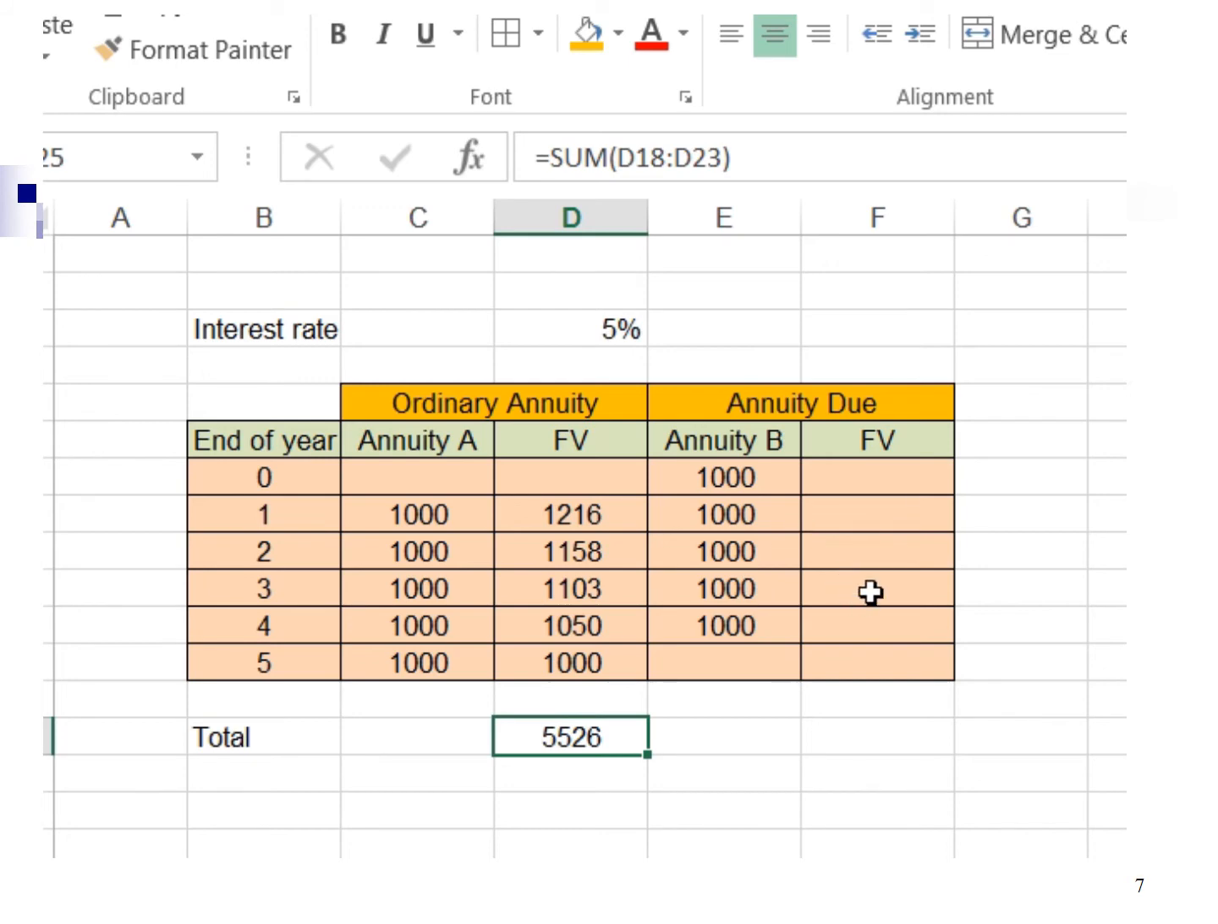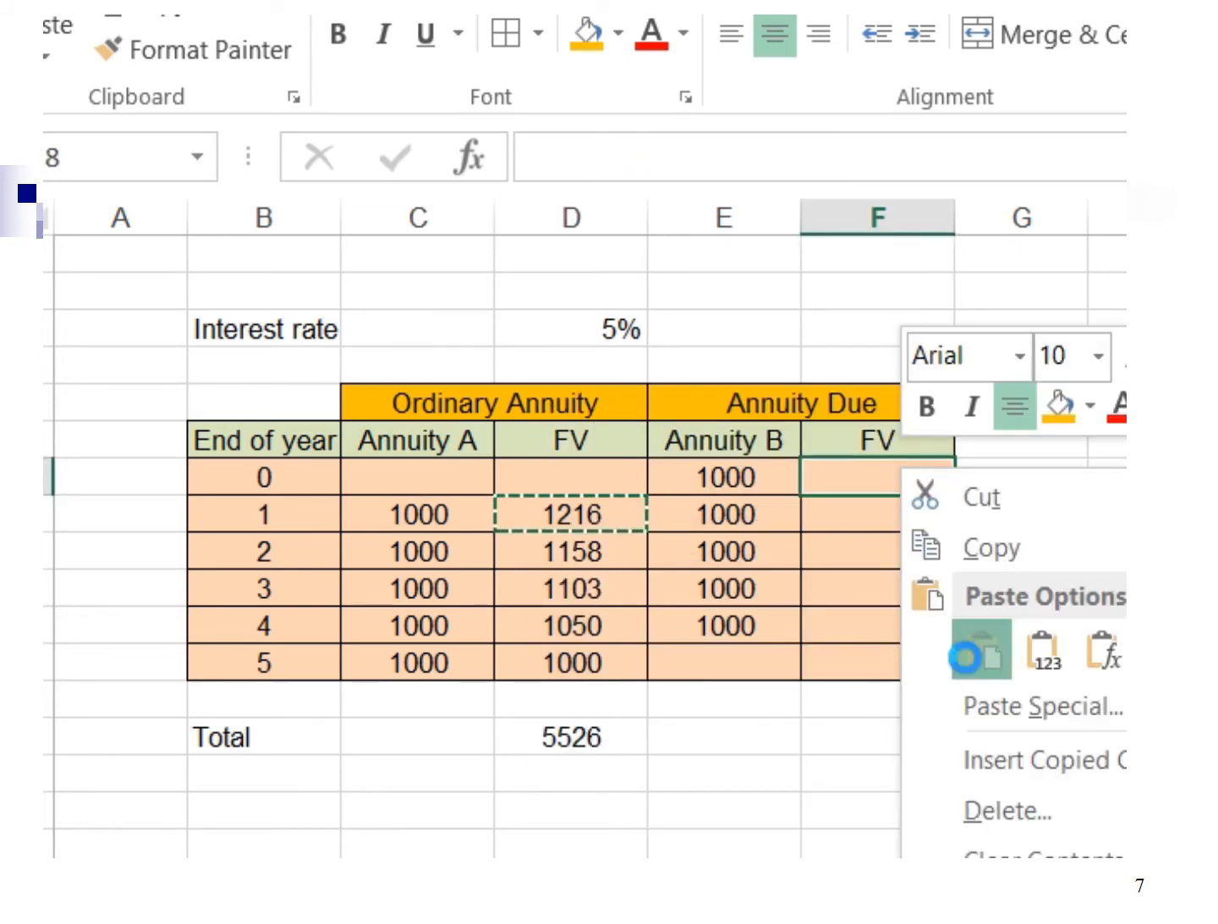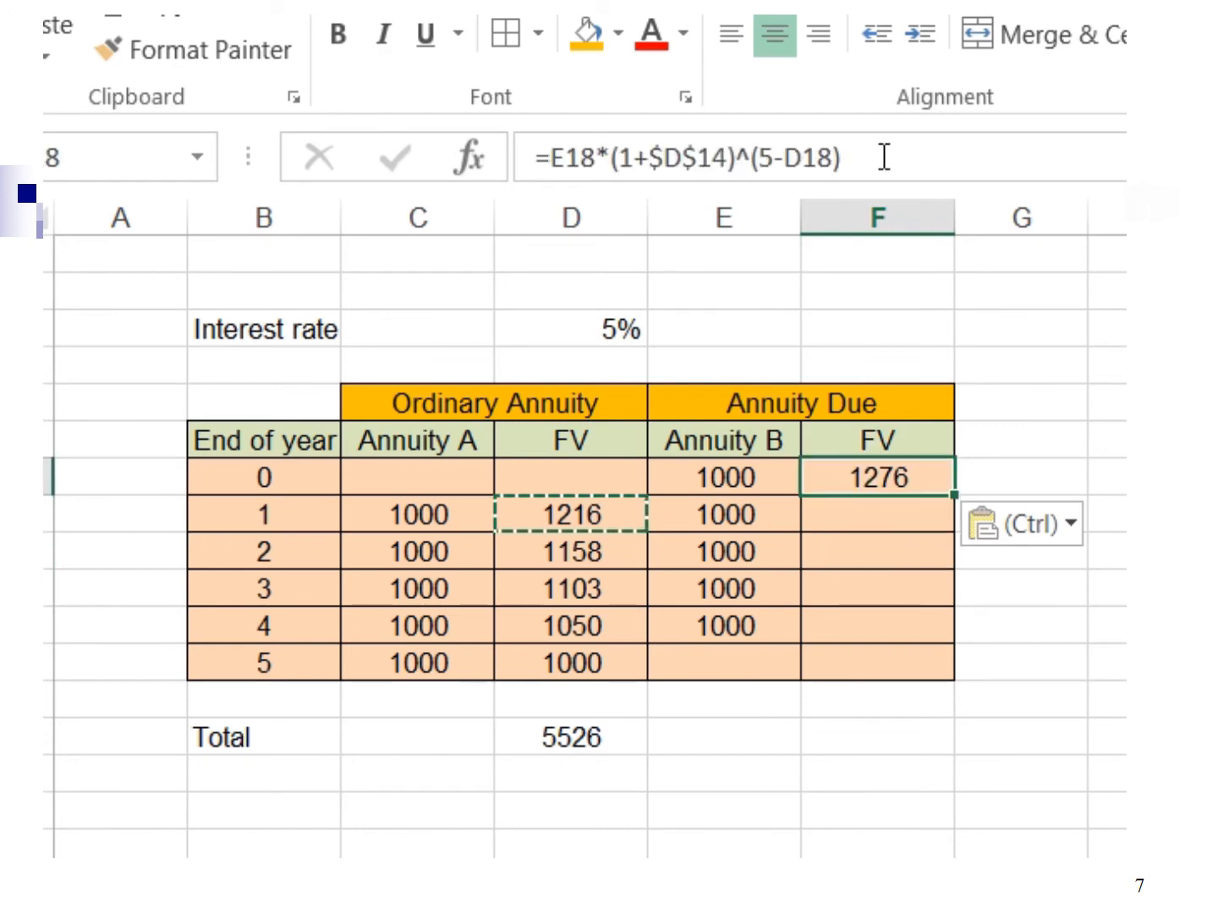Next, I'm going to do it for annuity due. I can copy this answer and paste it here. Alright, but bear in mind we have to make some adjustment for the year. Alright, point here.